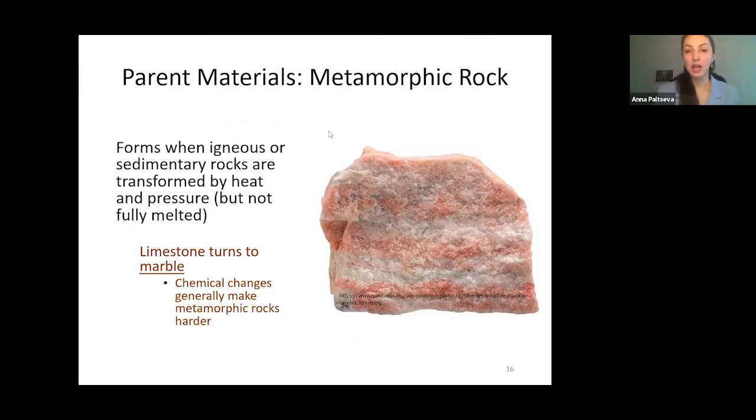Metamorphic rocks. This is a representative of marble. Limestone under heat and pressure will become marble, and it's the same chemistry. It's calcium carbonate. So calcium will be given to the soil. Plants will take it, but also the presence of limestone or marble will give high pH to the soil. So you may not grow blueberries in that type of soil.